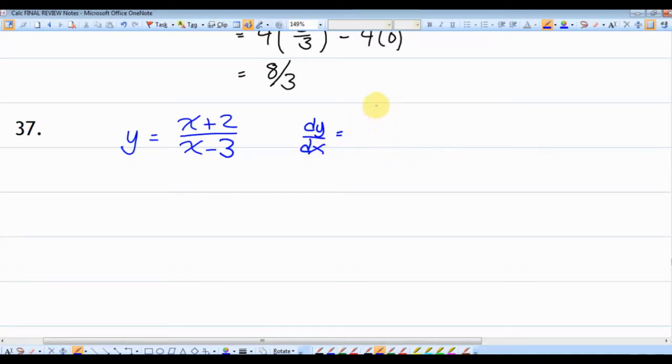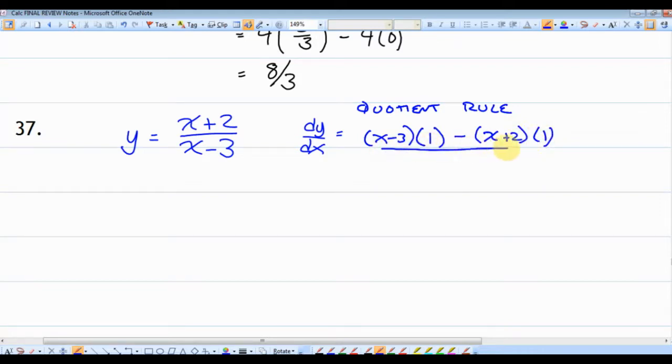All right, let's use the product rule first. Product rule. No, the quotient rule. Sorry, quotient rule. Erase. Okay, so that's x minus 3 times 1, minus x plus 2 times 1, over x minus 3. Actually, this is a pretty good quotient rule. We don't really need to use the product rule. I'm supposed to square that denominator. You're right.